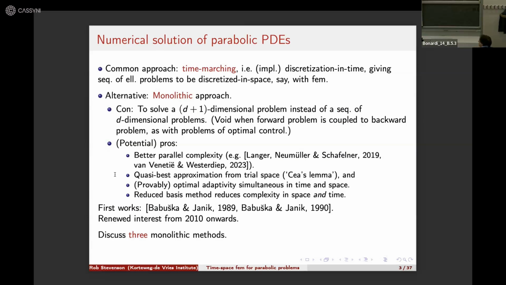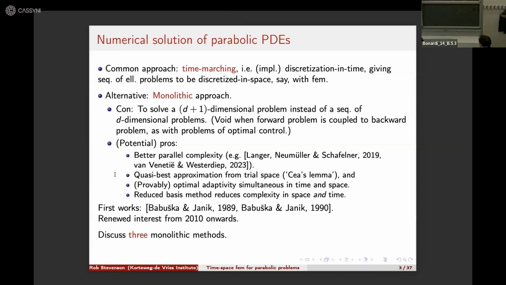Some background about numerical solution of parabolic PDEs. So what you normally do, think of the heat equation, you discretize in time first, and then what you have to solve is a sequence of elliptic problems. So you say Euler backward in time, and then in each time step you have an elliptic problem, and you discretize it with, say, finite element methods. So that's what people normally do if they solve parabolic problems.